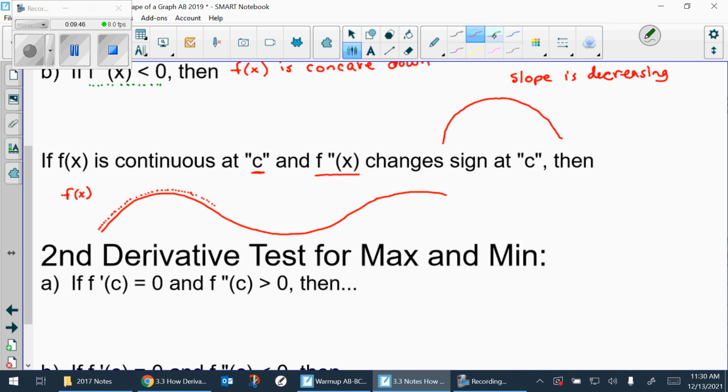But then we get to a certain point where it looks like we're shaped like a cup. We're concave up, concave up, concave up, until we get to a certain point, and then it looks like somewhere in there, this changes to being concave down, and we're no longer shaped like a cup. We're actually shaped like a frown. Concave down, shaped like a frown.